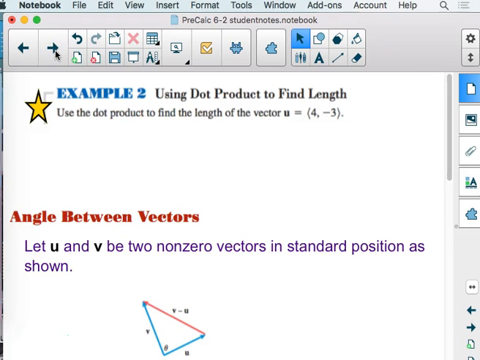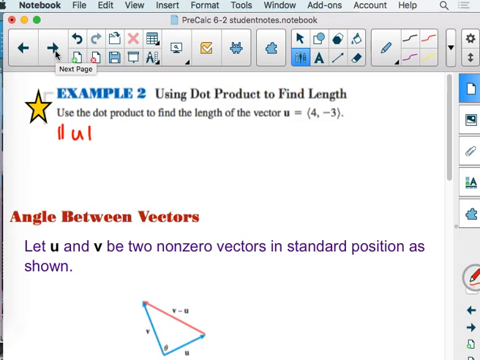Let's give it a try. Use the dot product to find the length. Well, first of all, I would want to know that I'm doing it right. So I'm going to do this first. I'm just going to go back to finding magnitude because it's not hard. We take the a and square it and the b and square it. So that's 16 plus 9. It's 5, the square root of a squared plus b squared. So that's what we should come out with when we get done with this. So let's see if we do.